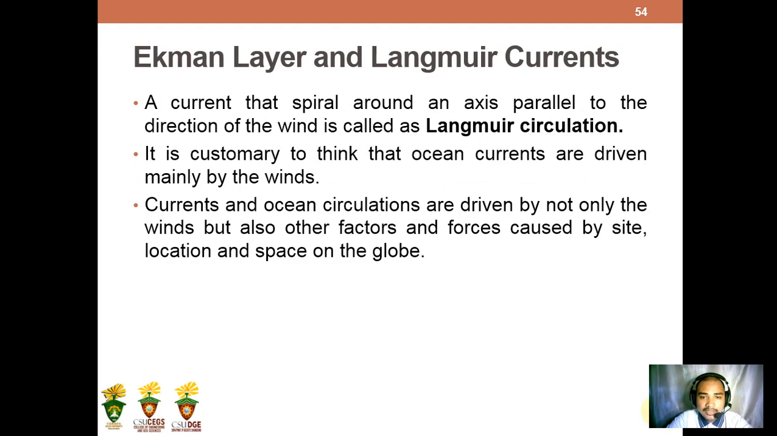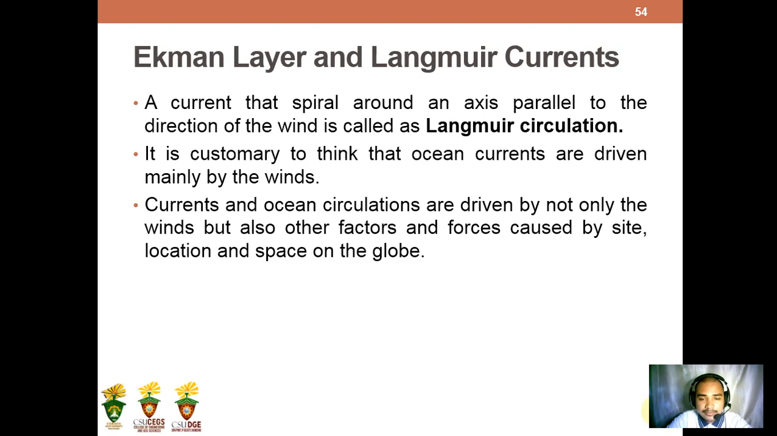A current that spirals around an axis parallel to the direction of the wind is called Langmuir circulation. So the current that occurs in this Ekman layer produces a spiral around an axis parallel to the direction of the winds, which is what we call Langmuir circulation.